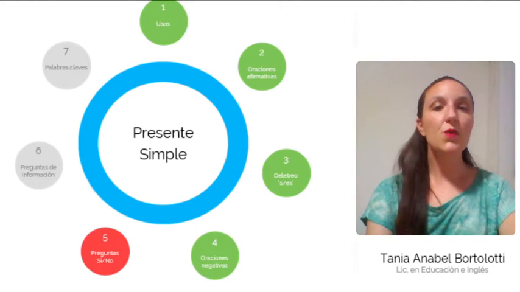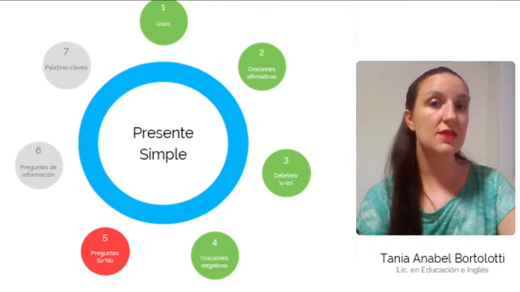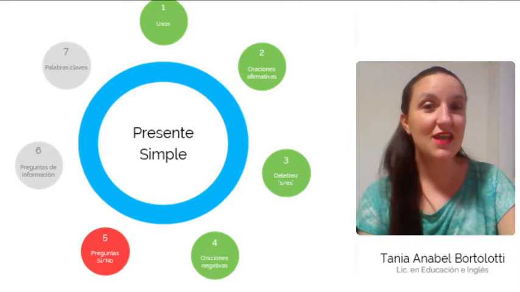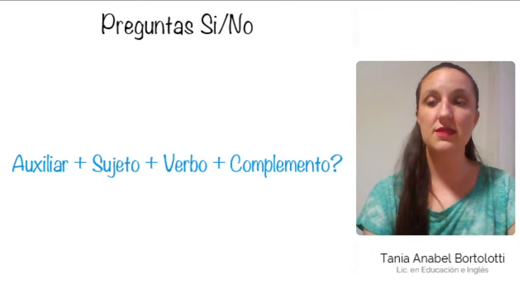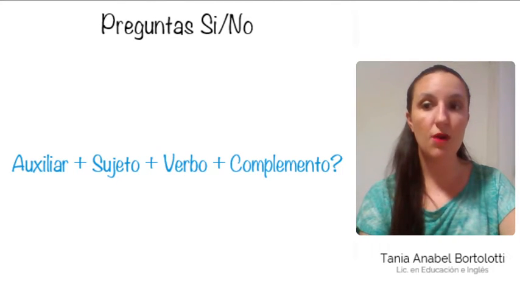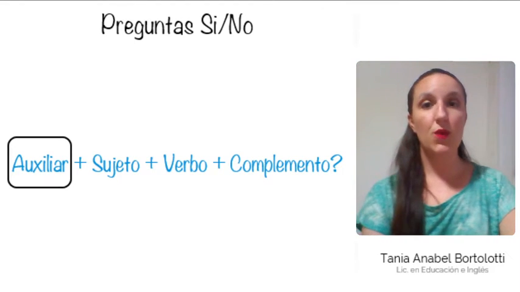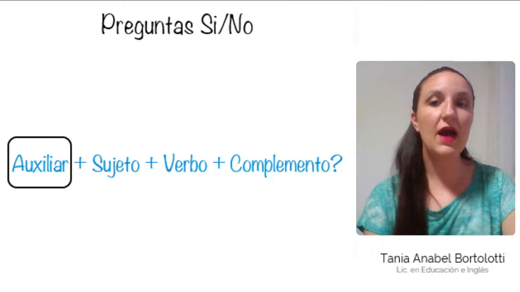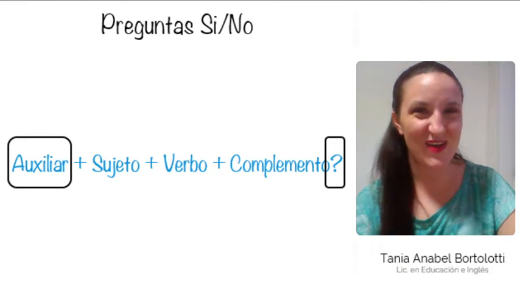We have to address now what we call polar questions, or yes-no questions. As the name says, we can only answer yes or no. These polar questions have the auxiliary and the complements, but hey look, the auxiliary came in front. We will have the auxiliary first, then the subject, the verb, and the complement, plus the question mark. Do not forget the question mark.